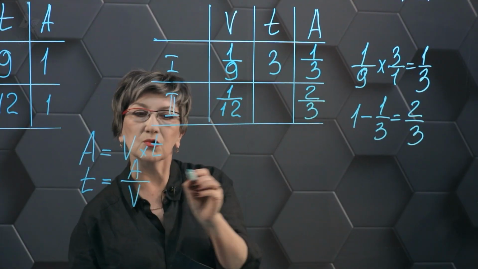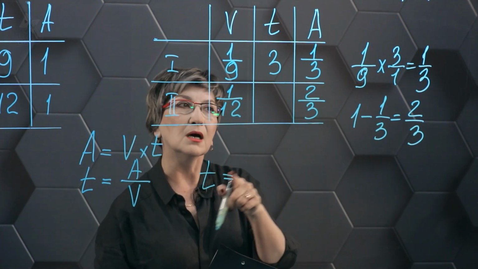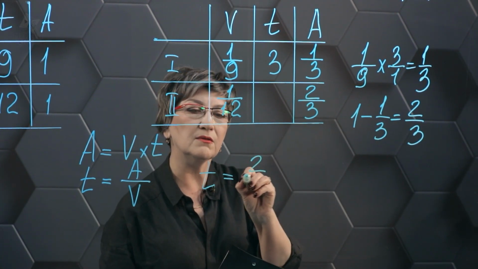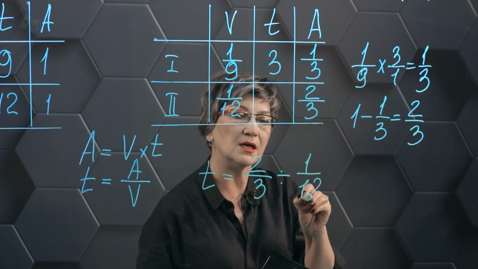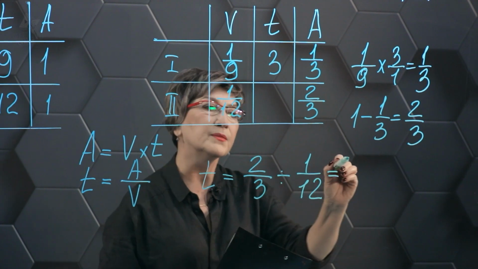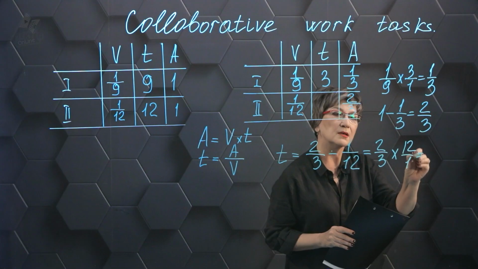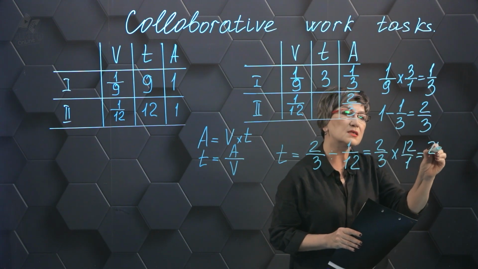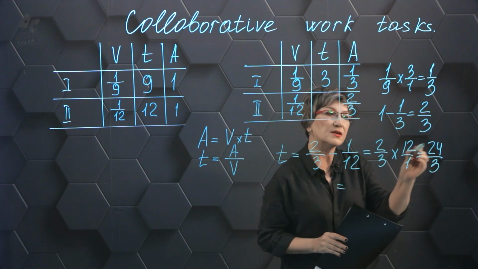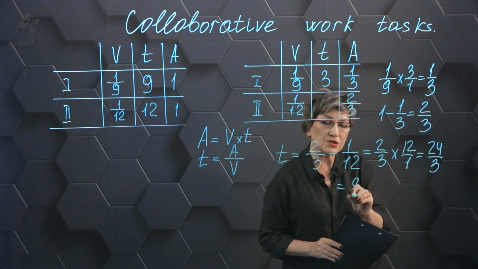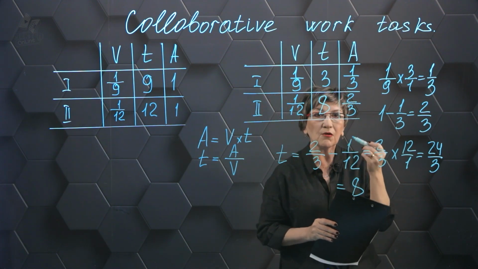Let's use the formula T equals work divided by productivity. Second company's work, 2/3, divided by productivity, 1/12. And then 2/3 multiplied by 12. 2 times 12, 24, and 3 times 1, 3. 24 divided by 3, 8. That is, the second company was still operating for 8 months.